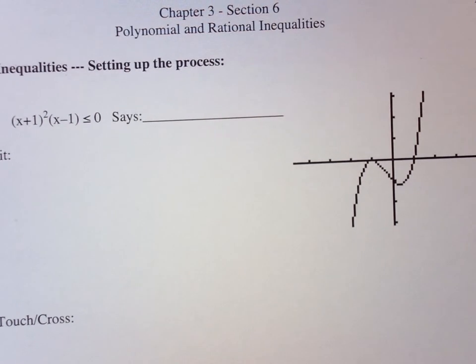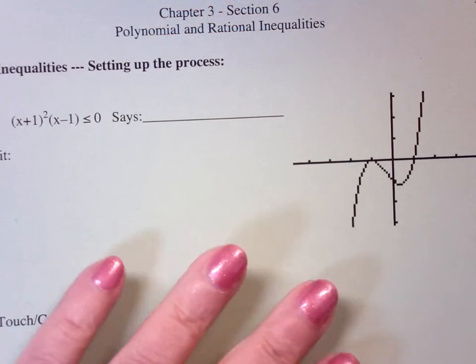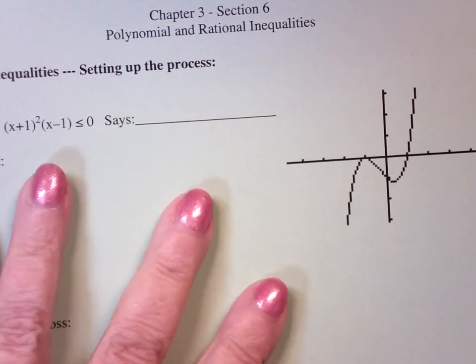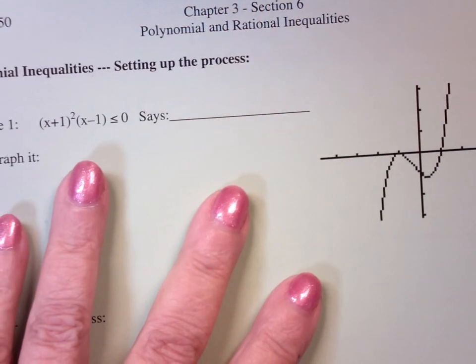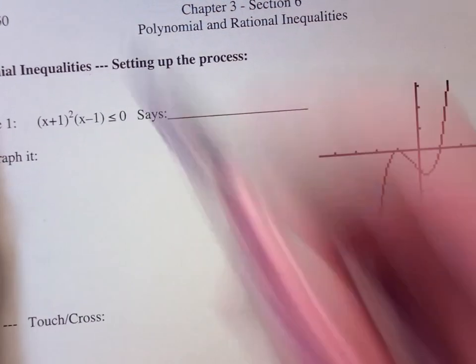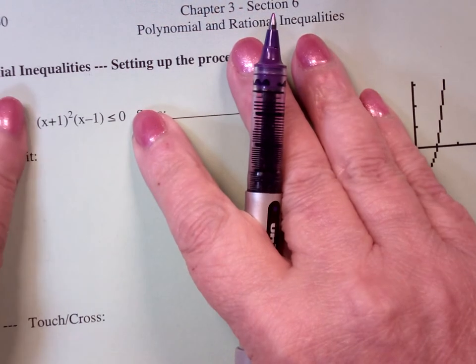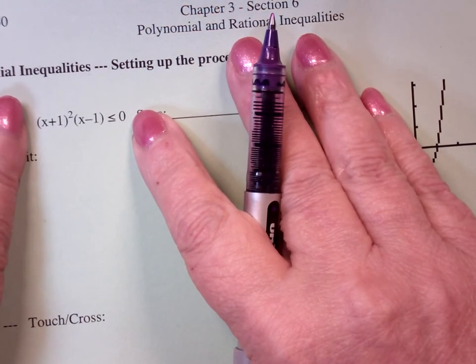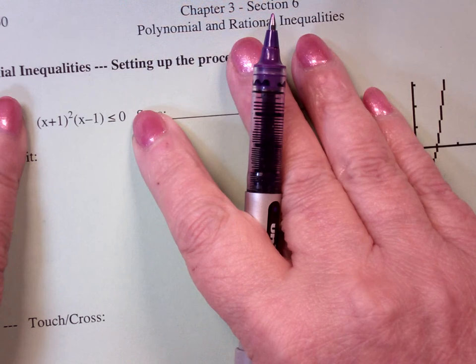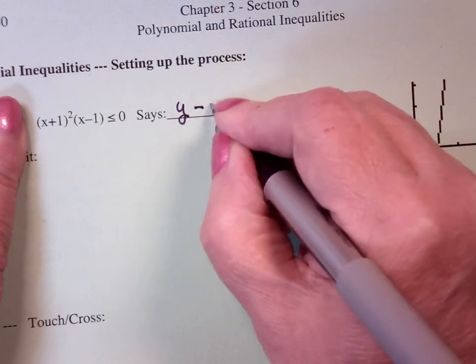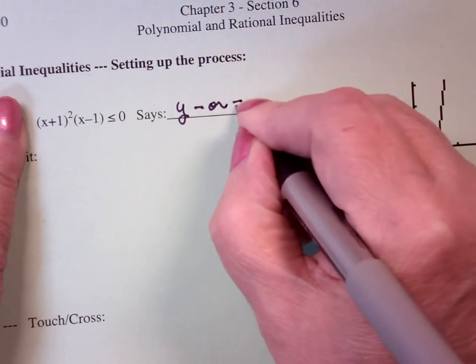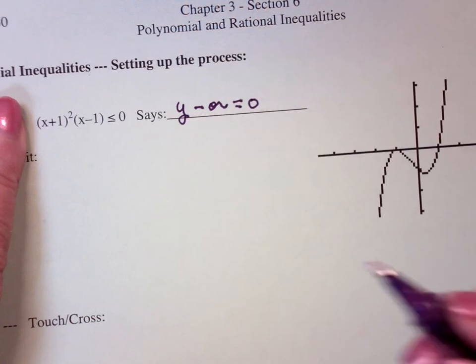I'm going to go back to page 36, and we're on polynomial inequalities, and to remind us that there is actually a graph behind this inequality. The inequality says, essentially, I want to find where (x plus 1) squared times (x minus 1) is less than or equal to 0. This says where y is negative or equal to 0.